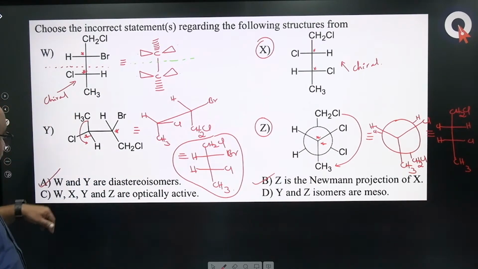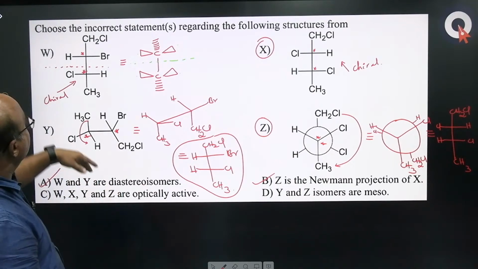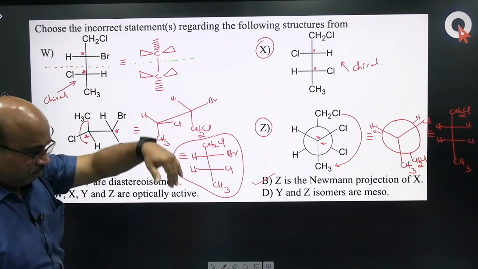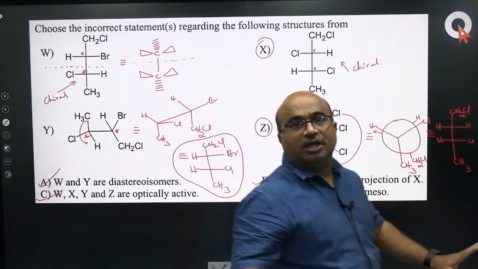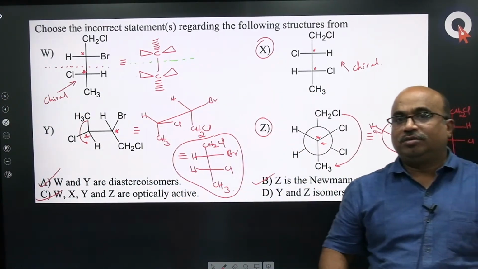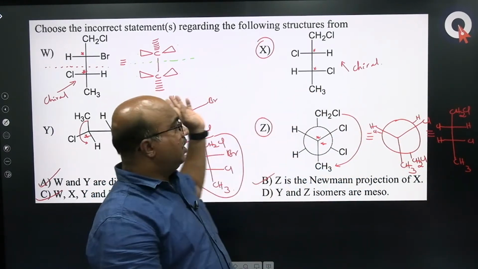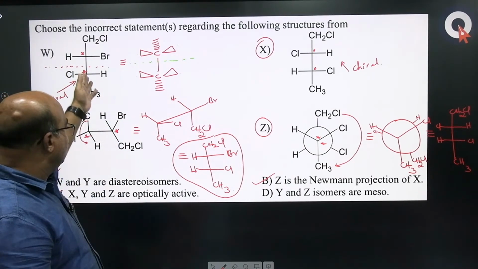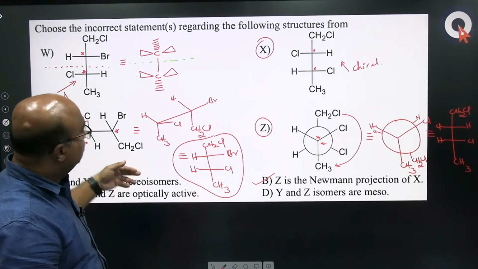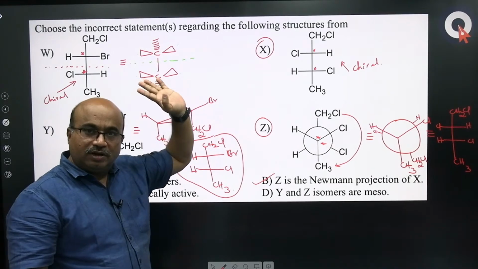Now coming to this, W, X, Y and Z are optically active. Anyhow, they are optically active because there is no symmetry anywhere. So W, X, Y and Z, everything is optically active, because at particular carbons the groups are completely different. And these are just stereoisomers to one another, because these two, we already said, are diastereomers. Okay.